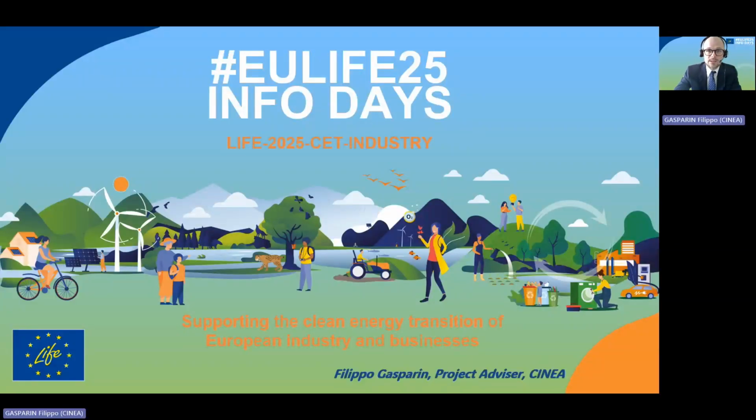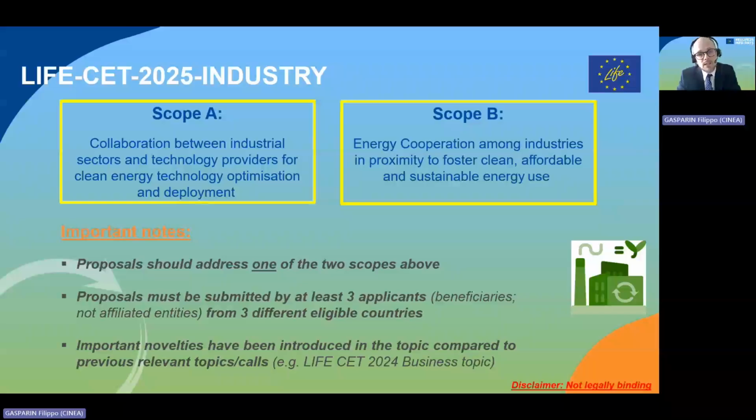But let's start from the beginning. So from the basics of this topic, which is made by two scopes, scope A and scope B. Scope A is really about fostering the collaboration between industrial sectors and technology providers for clean energy technology optimization and deployment. Whereas Scope B is more looking into the establishment of energy cooperation mechanisms among industries in proximity to foster clean, affordable, and sustainable energy use.